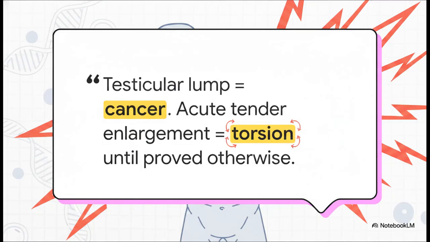We're kicking things off with these two golden rules, just to establish the kind of high-stakes, emergency-first mindset you really need in clinical practice. Rule 1. If a patient walks in with a testicular lump, you've got to assume it's cancer until you can definitively prove otherwise. And Rule 2. Acute tender enlargement? That's testicular torsion until proven otherwise. We always start with the absolute worst-case scenarios, right? Because missing them could literally cost a patient their life, or, in this case, their testicle.